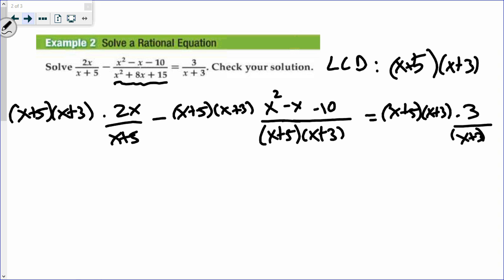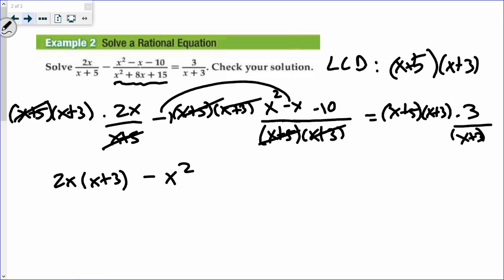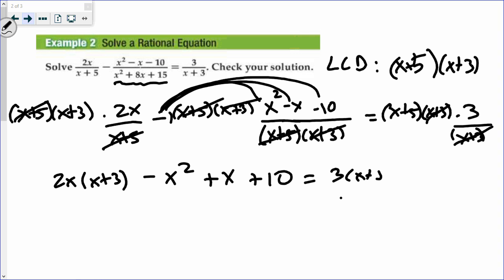Cancel everything we can. Okay, in this first one, x plus 5 cancels. So I'm left with 2x times x plus 3. Minus, in this one, x plus 5 cancels, x plus 3 cancels. So we'll be left with minus x squared, distributing the -1. So minus x squared plus x plus 10 equals, well, over here we've got the x plus 3 canceling, so we've got 3 times it.